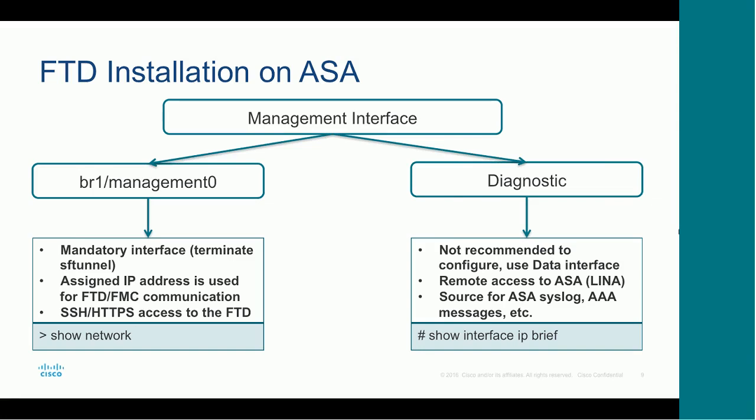The BR1 subinterface is configured on ASA, and the management 0 subinterface you can see on SSP platforms, Firepower 9300 or 4100. The BR1 subinterface is used in order to assign the FTD IP address that will be used for FTD and FMC communications. It provides SSH and HTTP access to the FTD box. It's a mandatory interface since the SF tunnel terminates on it.